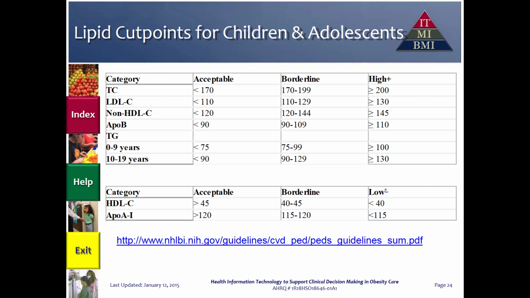This slide includes the cut points for children and adolescents for the lipid panel. And you can see the borderline range, the acceptable, the borderline, and the high range. And again, if a child exceeds the cut points for any one of these, then you follow up with a fasting lipid panel.